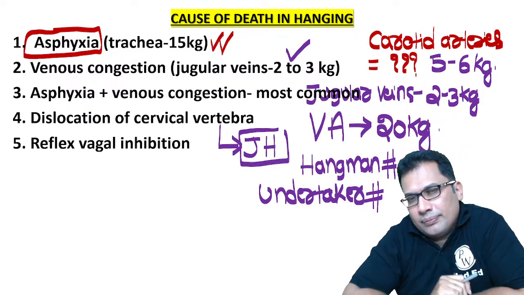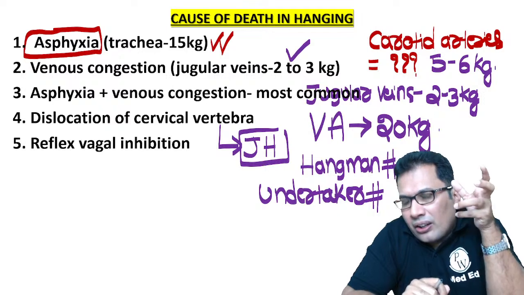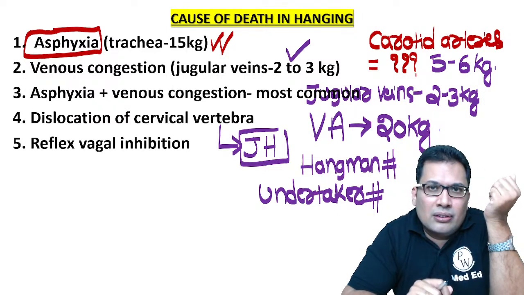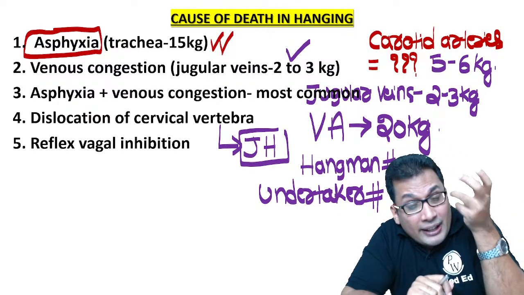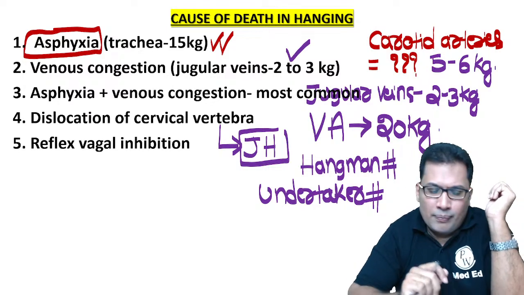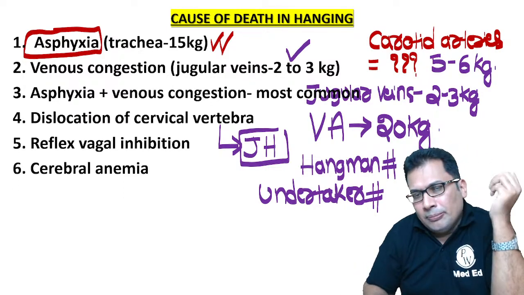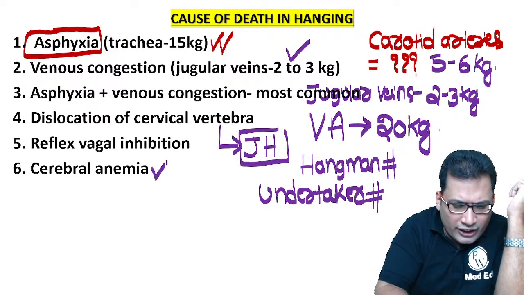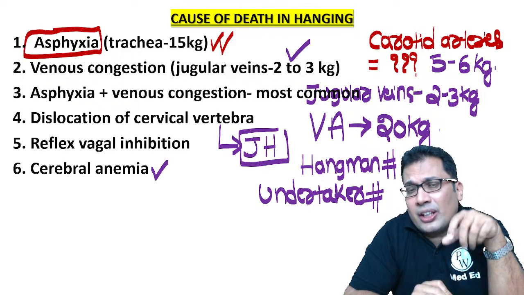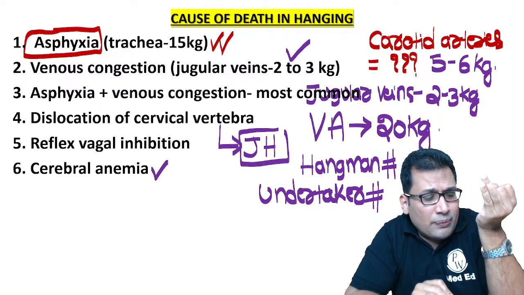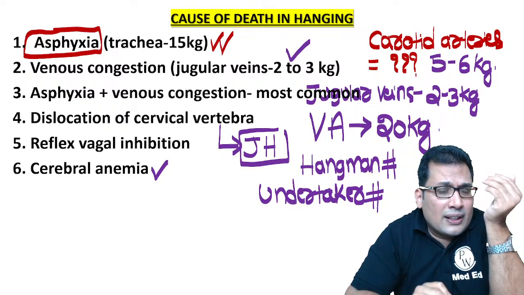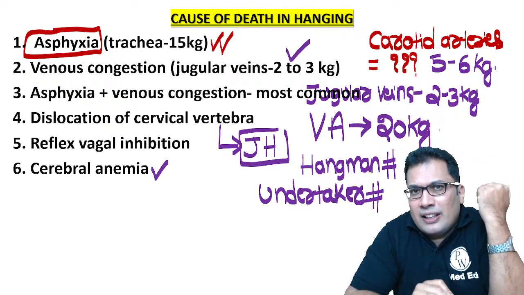Reflex vagal inhibition. You know, the vagus nerve is inhibitory in the heart. When the vagus nerve is stimulated, there can be sudden stoppage of the heart. So that can be a cause of death in many conditions, including hanging. Then cerebral anemia, because of the occlusion of vertebral arteries. In standard textbooks, 6 causes of death are mentioned. Asphyxia, venous congestion, the third one is the combination, the fourth dislocation of cervical vertebra, the fifth reflex vagal inhibition, and the last one cerebral anemia.